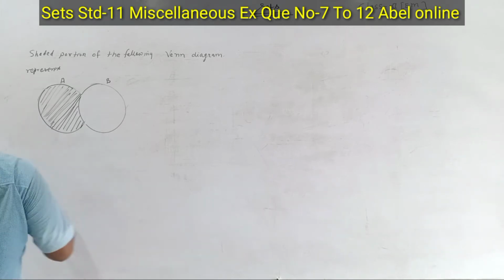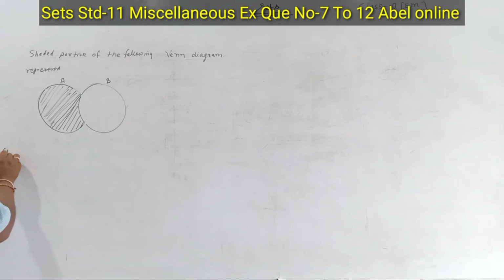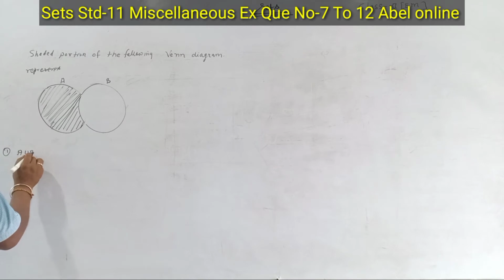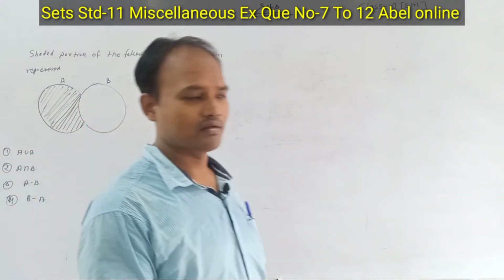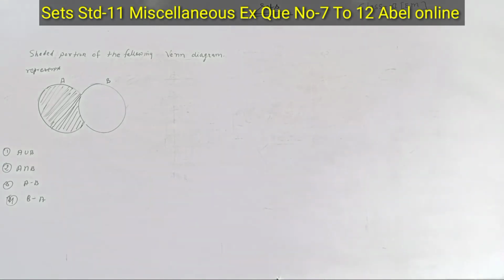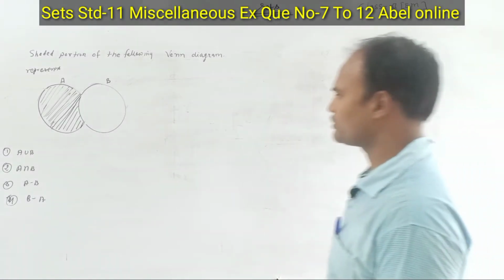What is the answer? Answers are number 1 A union B, number 2 A intersection B, number 3 A minus B, and number 4 is B minus A. So what is the answer, students? It is very easy to find. Just do it yourself before me, and then we are going to solve this question. How can we solve this question?